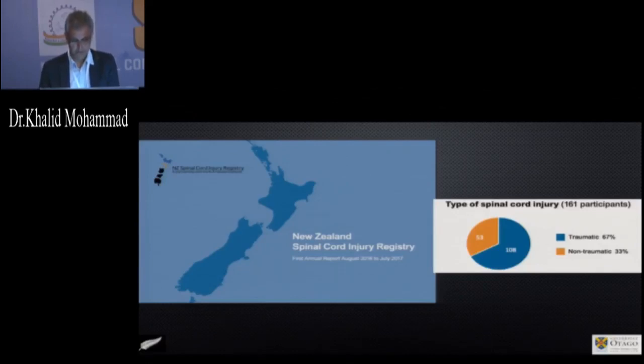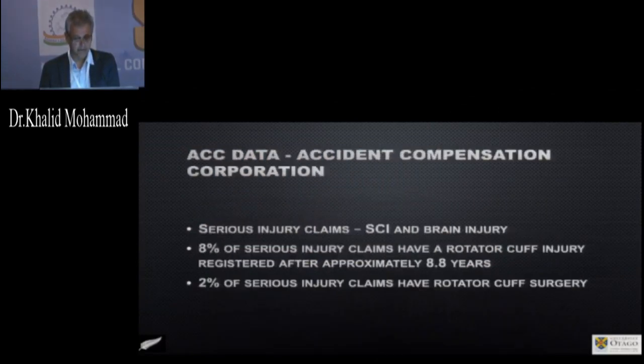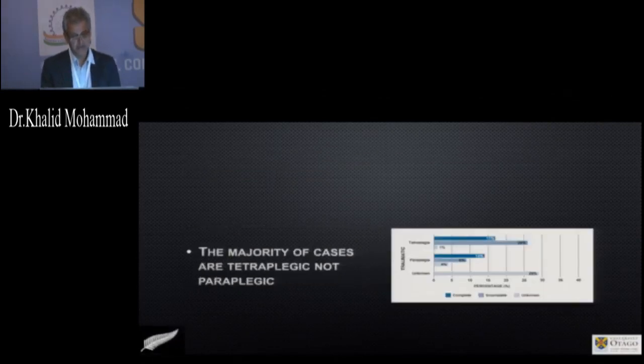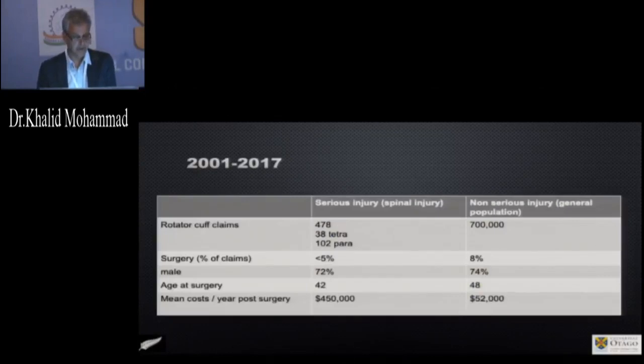We have a spinal cord registry for spinal injuries, and I had a look at some of the data from that and from our national insurer of these patients, the ACC. And basically 8% of all serious injury claims, which are mainly spinal cord injury and some brain injury, register a rotator cuff injury claim at some stage. 2% go on to have surgery. But interestingly, although the majority of cases that we have acutely in spinal cord injury each year are tetraplegic and not paraplegic, the majority of patients who have shoulder symptoms and claims through our national insurers are paraplegic, not tetraplegic. That was a surprising finding.